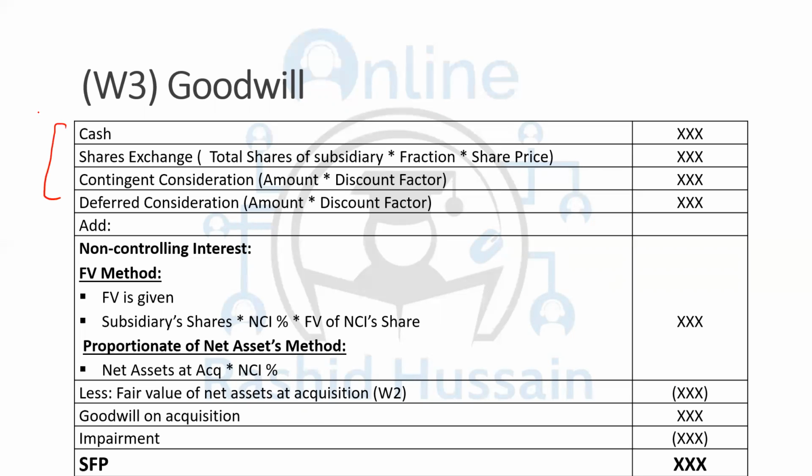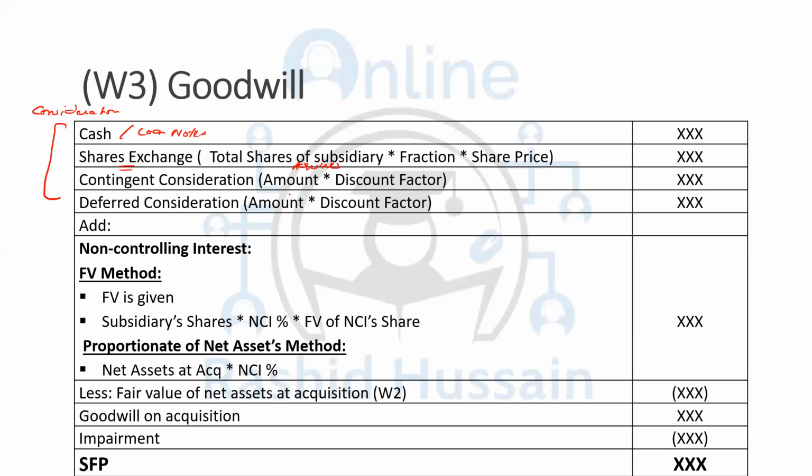consideration. Now, what is this consideration? Consideration is the amount paid by the parent to the subsidiary. It can be in the form of cash, it can be in the form of loan notes, like we did in the associates, cash or issuing the loan notes. It can be the share exchange: the total shares of the subsidiary acquired, multiplied by the fraction, multiplied by the share price.